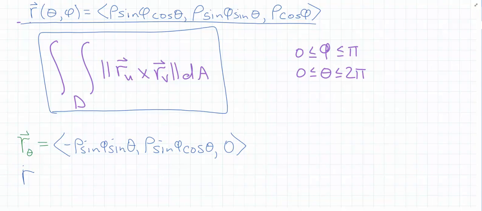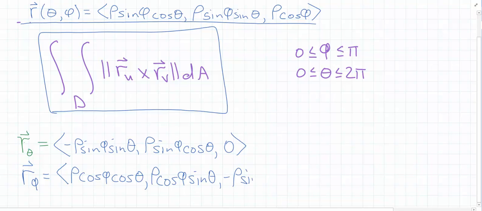It's just a constant, and it's 0. Now let's look at the derivative with respect to phi. I'm going to differentiate the first term with respect to phi, and I get rho cosine phi cosine theta. The next one, same thing, rho cosine phi sine theta. And then on the end, I have negative rho sine phi. So now we're ready to calculate our cross product.